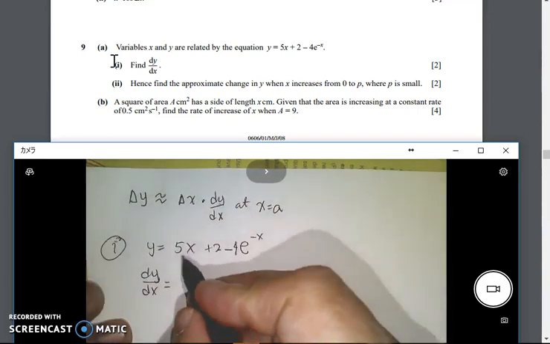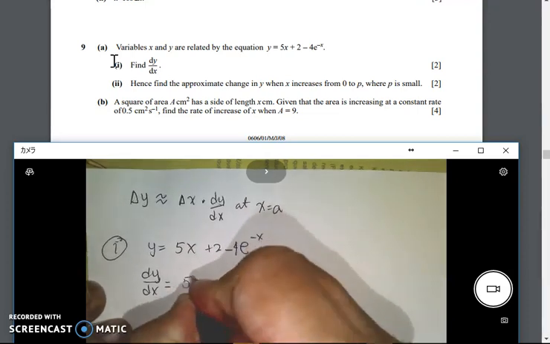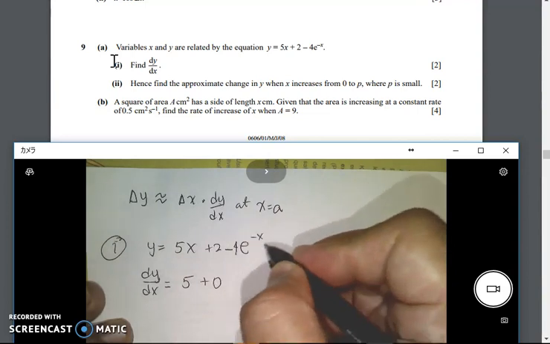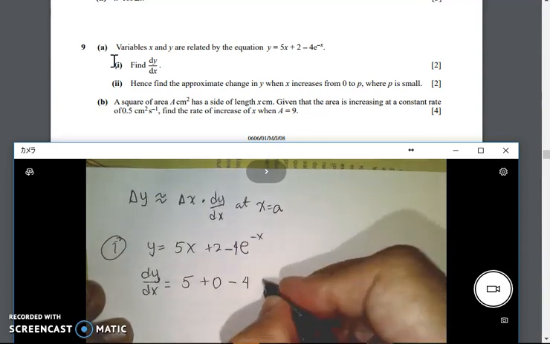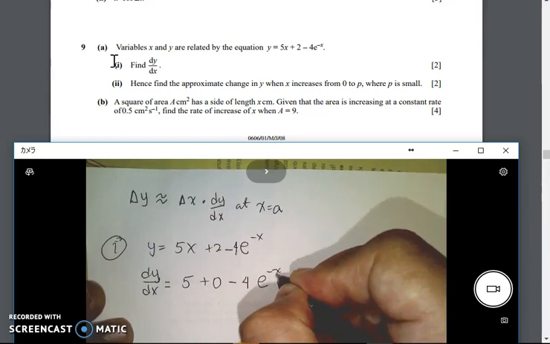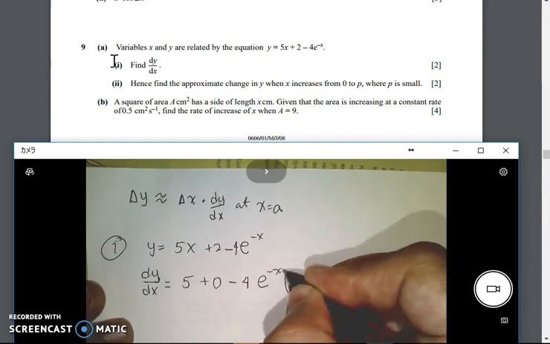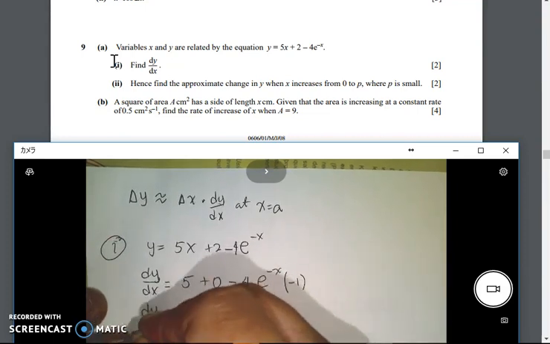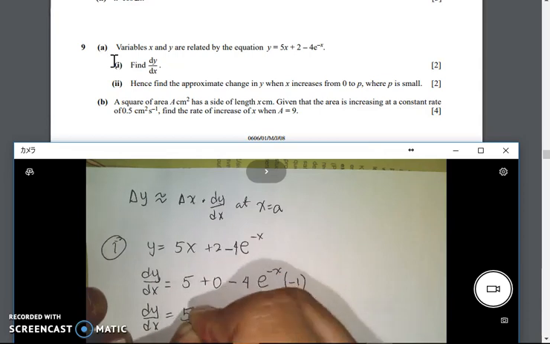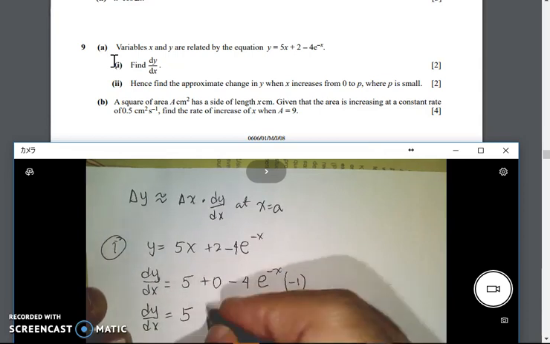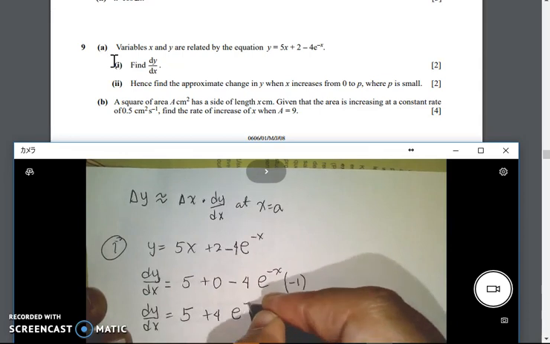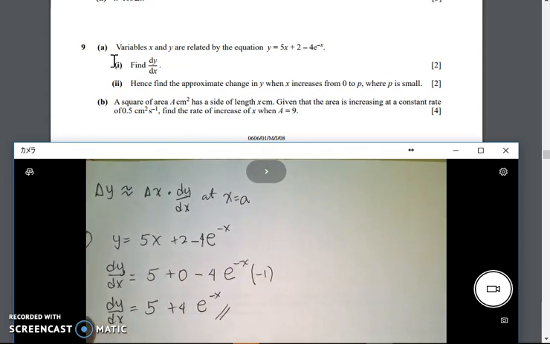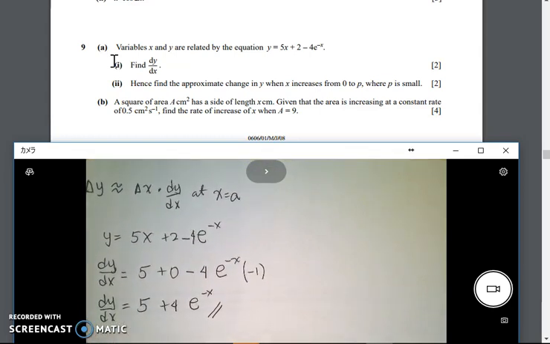The derivative of 5x is 5. The derivative of 2 is 0. The derivative of negative 4e to the negative x is negative 4 e to the negative x times the derivative of negative x, which is negative 1. So therefore, dy/dx is equal to 5 minus 4 times minus 1, which is plus 4e to the negative x. So that is now our derivative. Let's proceed to part 2 of the question.